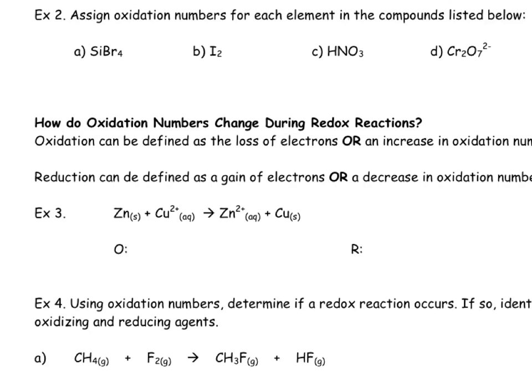SiBr4. Because this compound does not contain H or O, we assign the more electronegative element, bromine, to have an oxidation number equal to its charge. So each bromine will have an oxidation number of -1. Now the sum of the oxidation numbers have to add up to 0. Because I have 4 bromines, then the silicon must cancel out a -4. So it will have an oxidation number of +4. Because iodine is an element, it will have an oxidation number of 0.